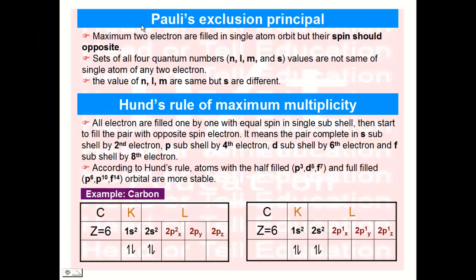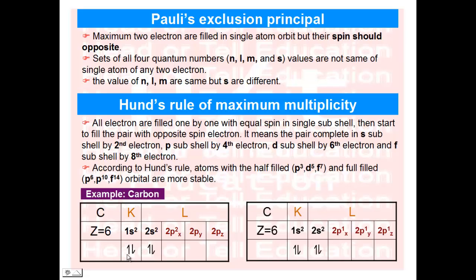Next we discuss Pauli's exclusion principle. So what is Pauli's exclusion principle? Pauli says a maximum of 2 electrons can be filled in a single atomic orbital, but their spins should be opposite. Like this is the 1s orbital. Here we fill a maximum of 2 electrons, but the pair has opposite spin.